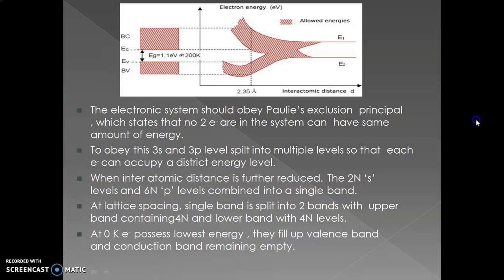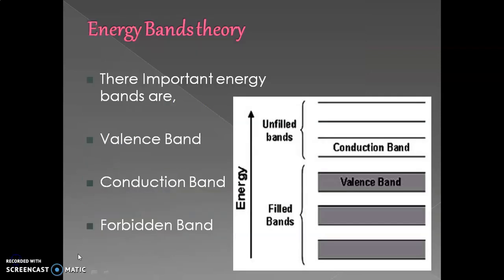Generally, at 0 Kelvin, electrons possess the lowest energy. They fill up the valence band fully and the conduction band remains empty. In energy band theory, there are three important energy bands: number one is the valence band, then the conduction band, and the forbidden band.